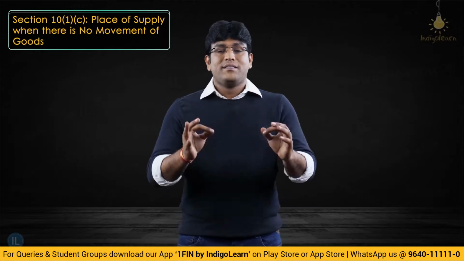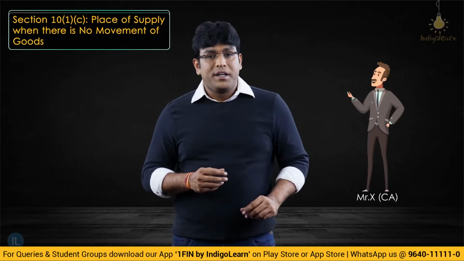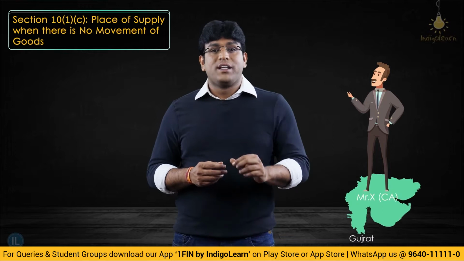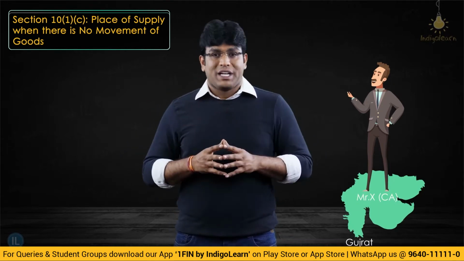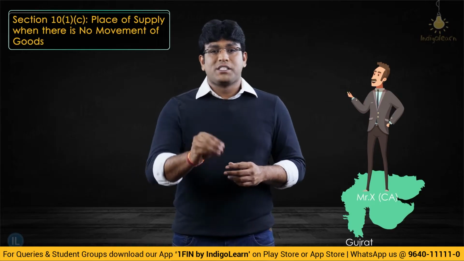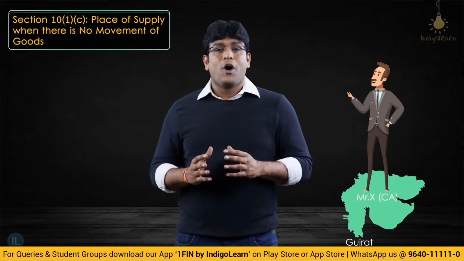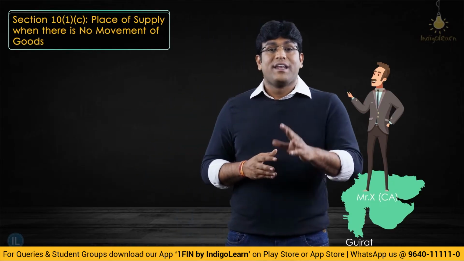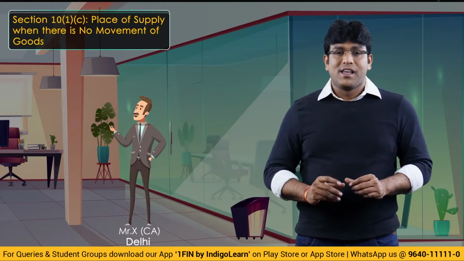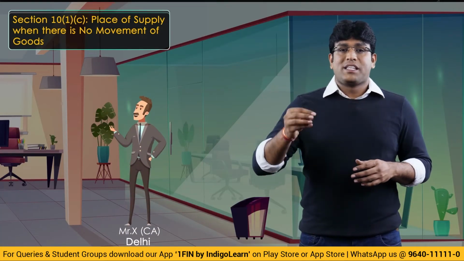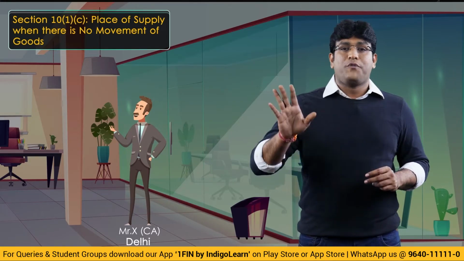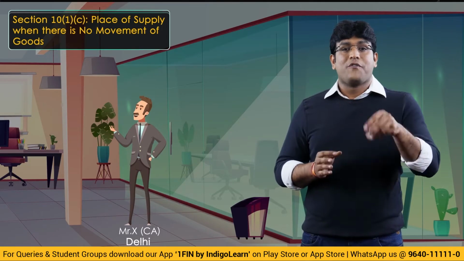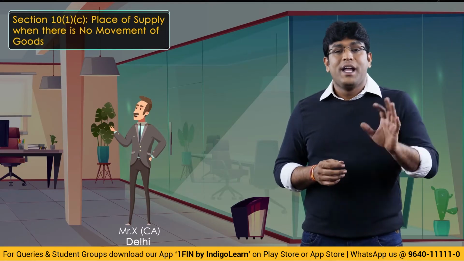Let's say there is one person known as Mr. X, a chartered accountant, a registered person in Gujarat. And this person, Mr. X, he wanted to set up or establish one office in Delhi. For that purpose, he went to Delhi and he purchased some office space which has also got pre-installed furniture. That means he purchased office space along with furniture in Delhi.